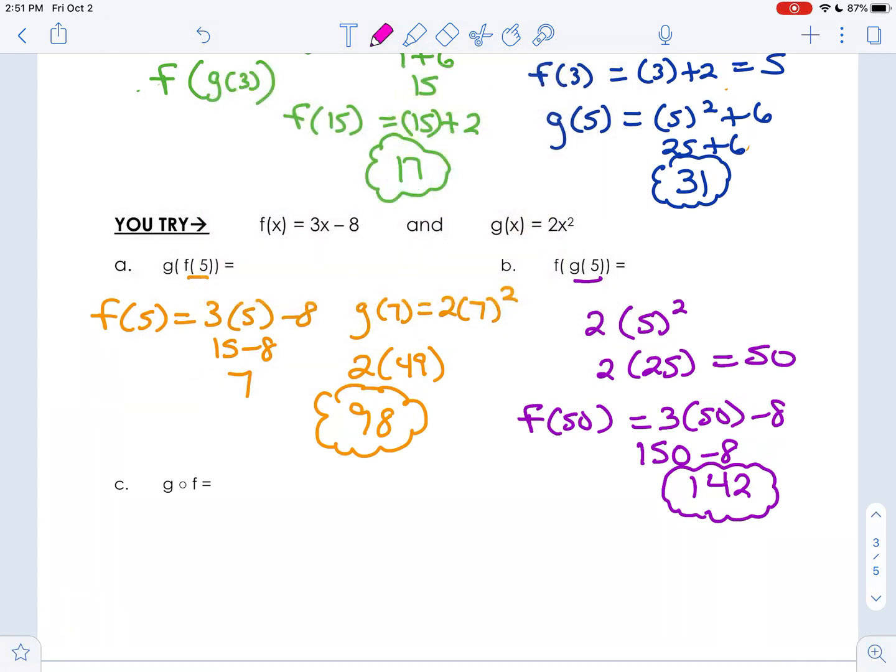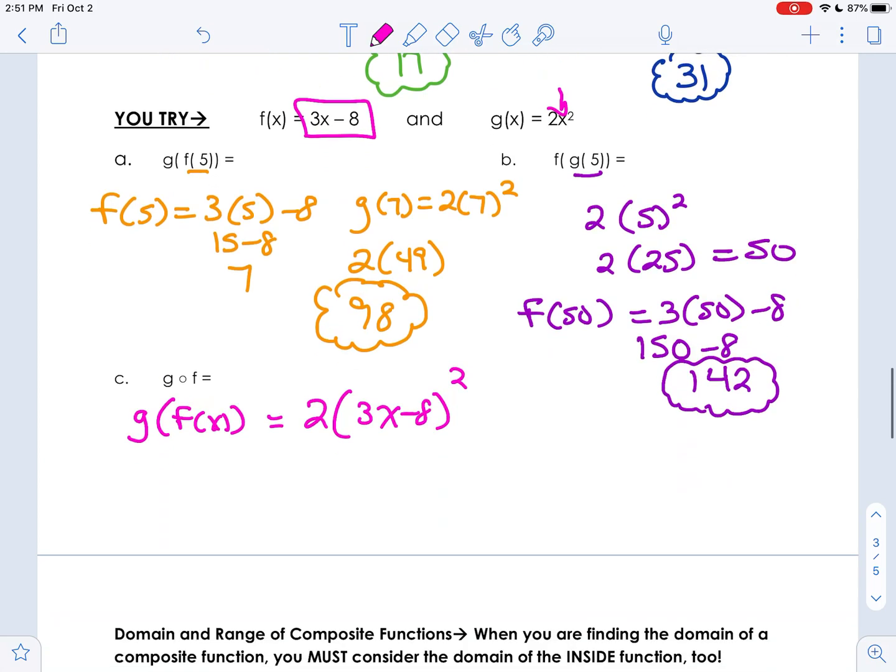The last problem in this set is asking us to find g of f. So again, we're going to go back and use a function as input. G of f of x. We're going to put the f function, which is 3x minus 8, in place of x in the g function. The g function is 2 times x squared. Caution not to distribute the 2. Remember, you must do the power first before you distribute. And this is a 3x minus 8 quantity squared. So we have to do 3x minus 8 times itself.